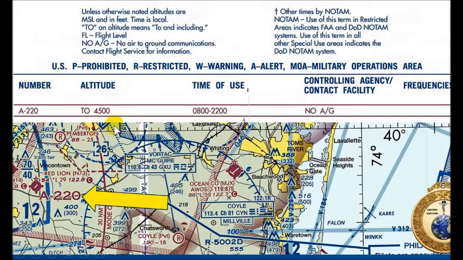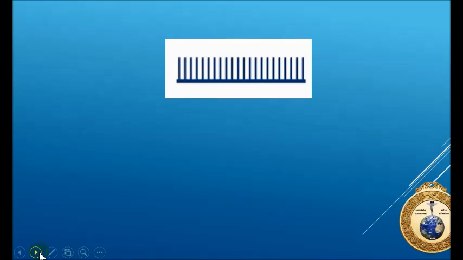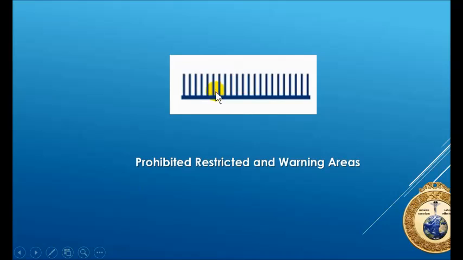McGuire, you can't see it, but McGuire Air Force Base is right about there, and so it's kind of hard to get all this information on. Okay. This boundary is for prohibited, restricted, and warning areas.